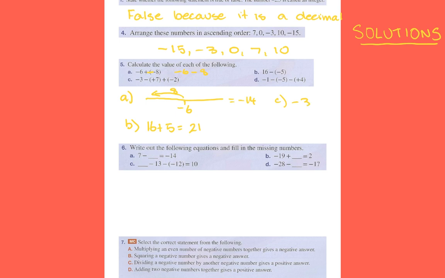C, okay, there's a few numbers here, but we just do them one at a time. Negative 3 minus 7 minus 2. And we get minus 12. And D, the last one, a few numbers here as well. Negative 1 plus 5 minus 4. Just remember the rules.